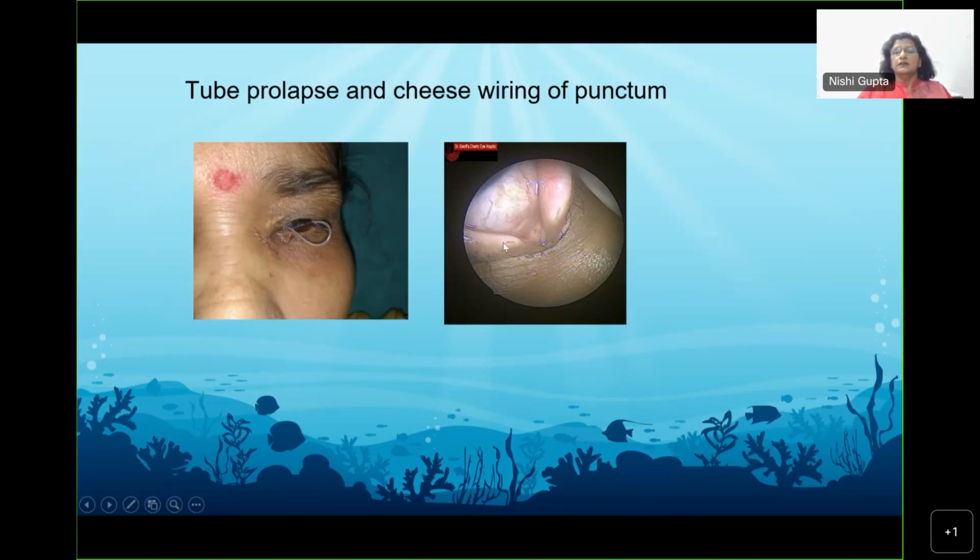And then cheese wiring. This is after stenting. The puncta, and there is slitting of the puncta. This is called cheese wiring of the puncta. That means the stent which was put here was too tight.